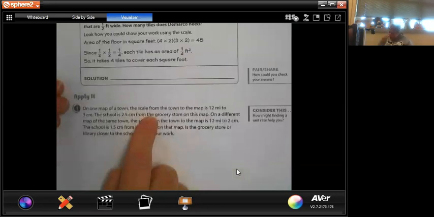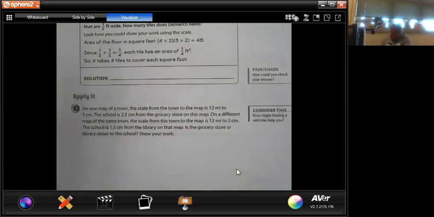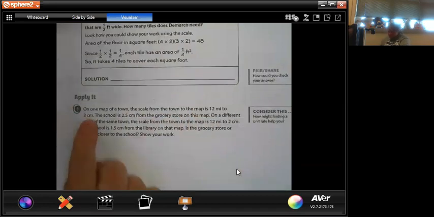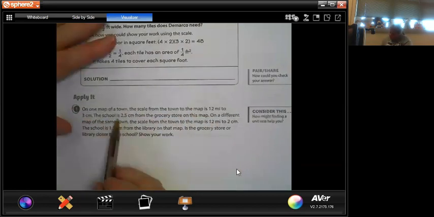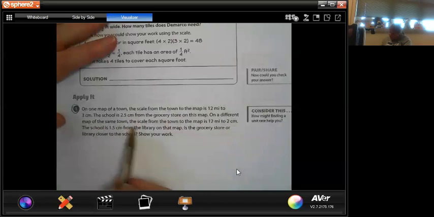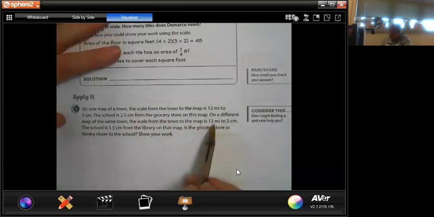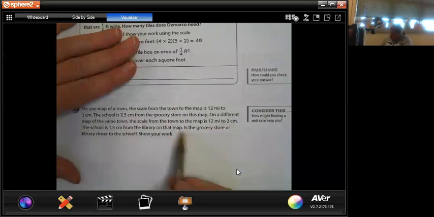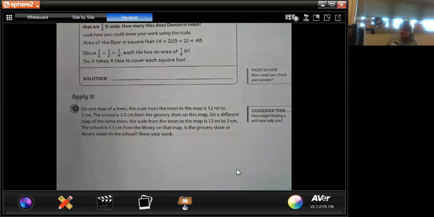All right, so let's take a quick peek at this first problem. Number 1. On a map of a town, the scale from the town to the map is 12 miles to 3 centimeters. The school is 2.5 centimeters from the grocery store on this map. On a different map of the same town, the scale from the town to the map is 12 miles to 2 centimeters. And the school is 1.5 centimeters from the library on that map. Is the grocery store or library closer to the school?